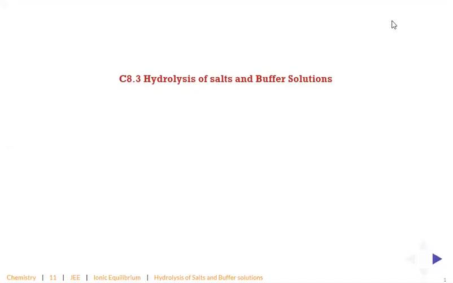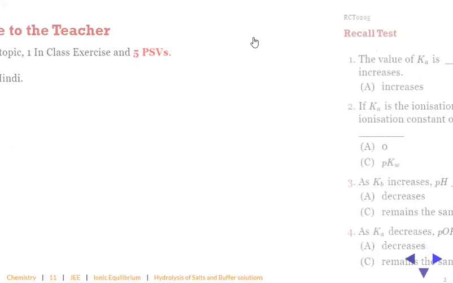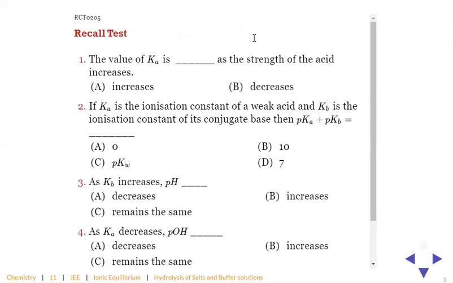Now I hope all of you revised what we have studied in last class, right? Which was the basics, or the analysis, of weak acid, weak base, strong acid, strong base, and all those things, along with common ion effect. So let's have a small recall test on what we have studied in last class.